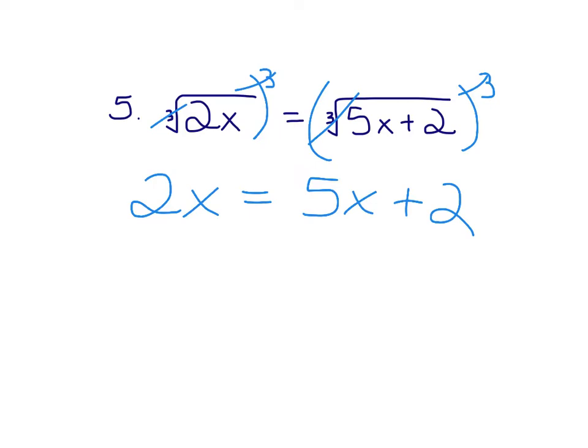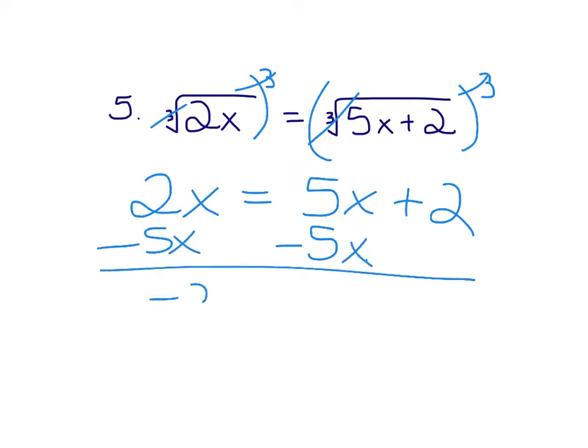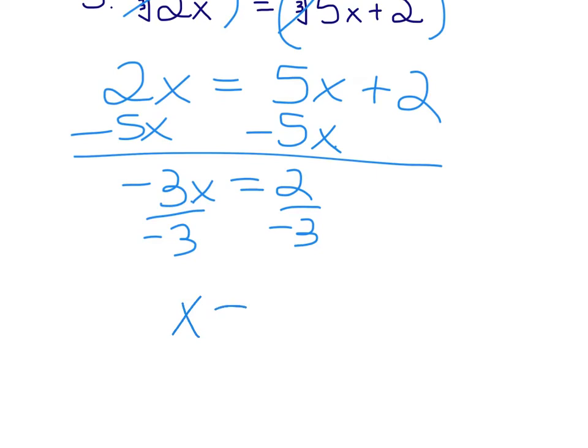So I will move the 5x over and get -3x equals 2. Divide by -3. And I get x equals -2/3. Again, it's a cubed root, so the negative will work.